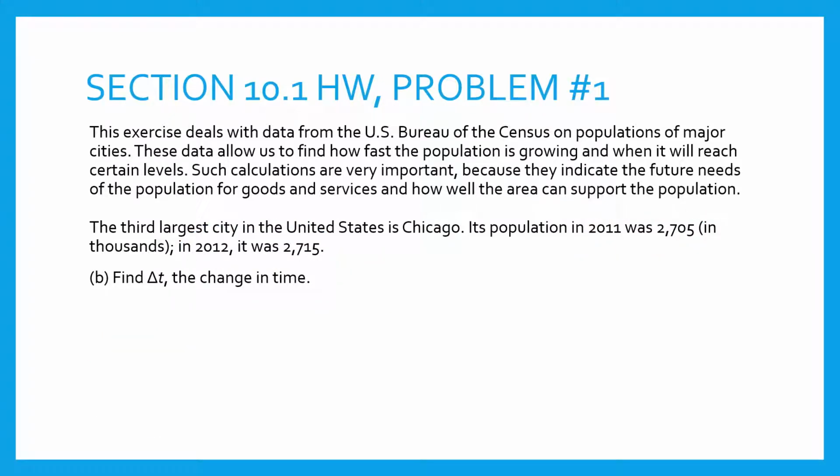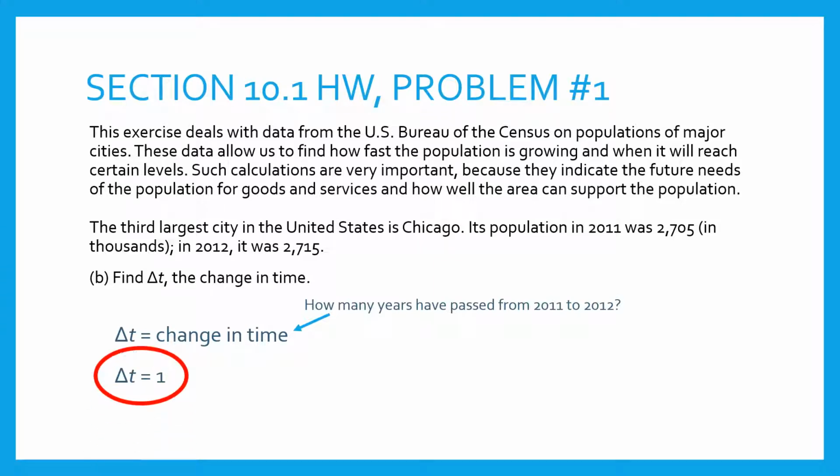Part B says find delta T, the change in time. Change in time means how many years have passed from 2011 to 2012. Those are the years in this problem. The years could be different if you had a different problem. So how many years have passed from 2011 to 2012? That's just 1 year. So delta T is 1.